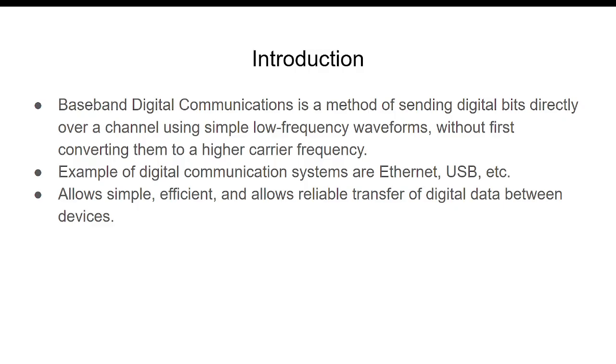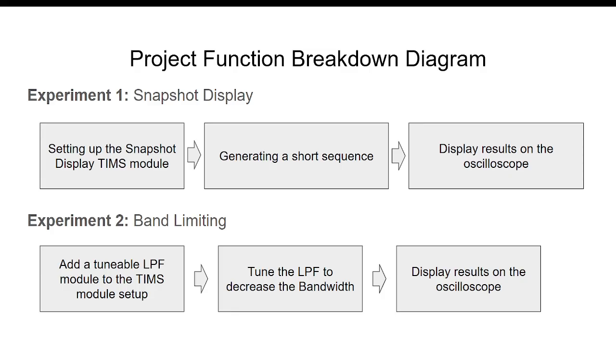So that basically means that when we did amplitude modulation, we had to modulate the signal in order to transmit it beforehand. But with baseband digital communications, we don't necessarily need to do that, so it requires less hardware.